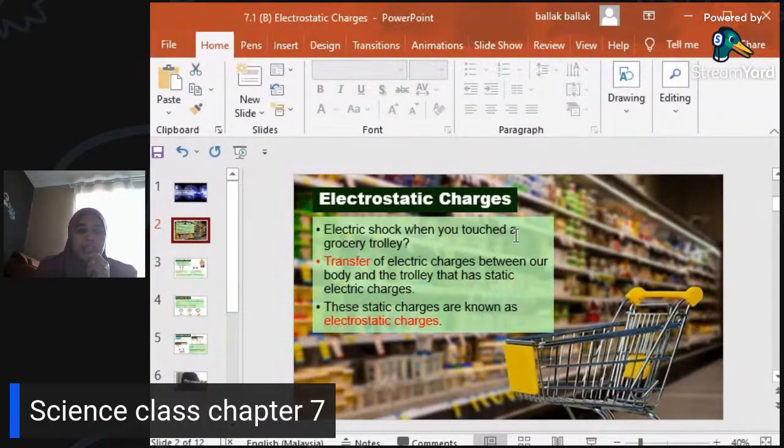Is there electric shock when you touch a grocery trolley? Sometimes when you touch the metal parts or maybe the doorknob, you will feel like electric charges. Have you ever felt something like that when you touch something that is metal? The transfer of electric charges between our body and the trolley, that is static. These static electric charges are known as electrostatic charges.